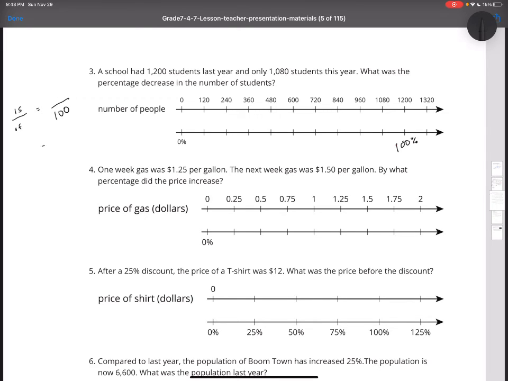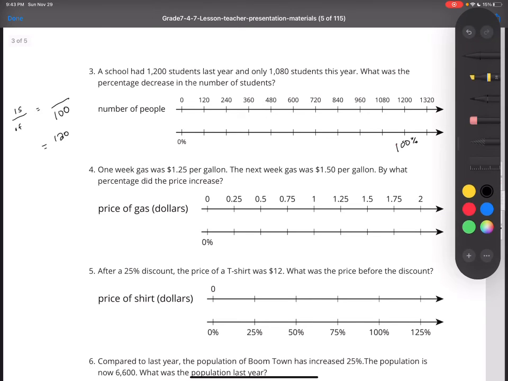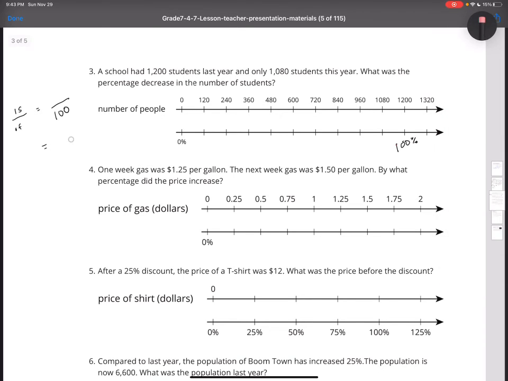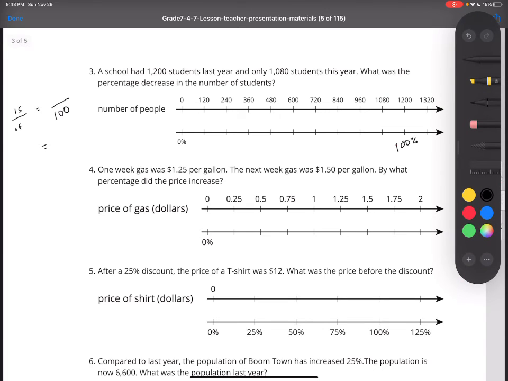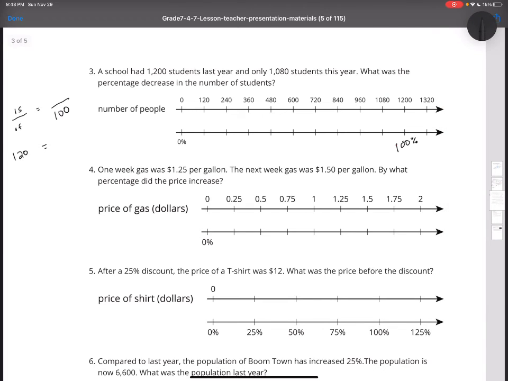But we know that the decrease is 120. Well, put that in the wrong spot. So what is 120? Because that is the portion of the decrease. That's like an increment of the percent. Remember, each one is in the line. The increments are increasing by 120. And the 100% would be 1,200 over 100. Okay?